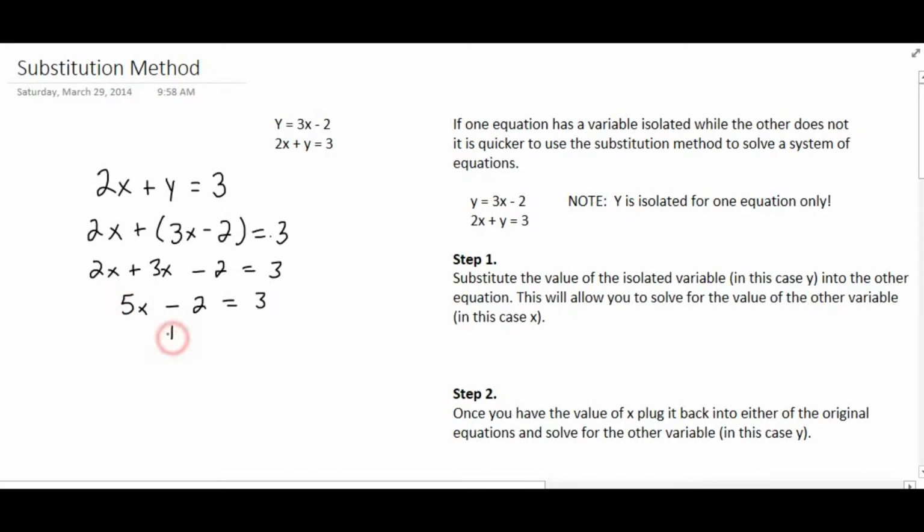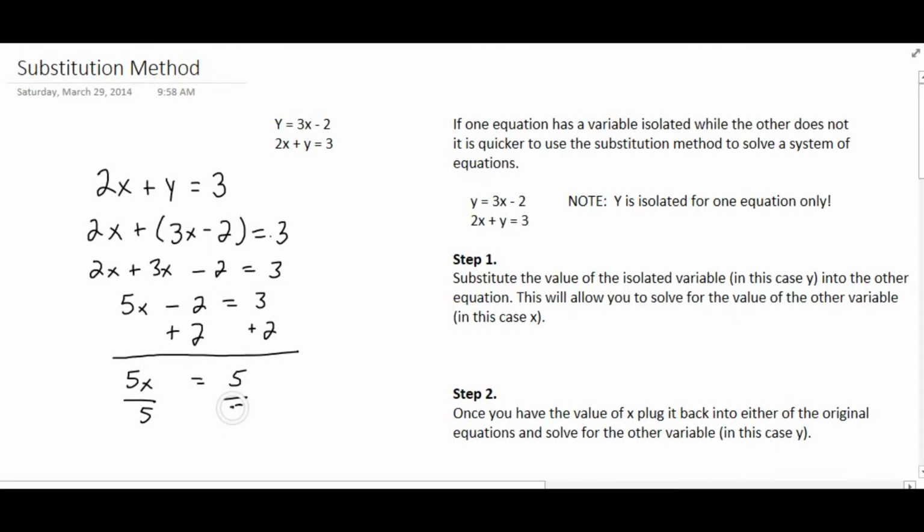I want x to be alone, so I'm going to get rid of the negative 2 on the left side by adding 2 to the left and right side of the equation. The equation must remain balanced. I end up with 5x is equal to 5, and then I divide both sides by 5, and I get x is equal to 1.